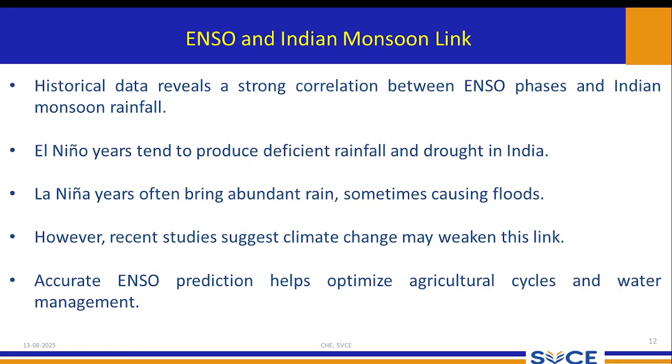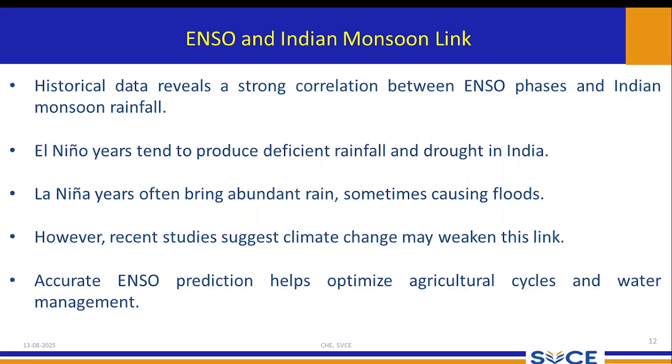ENSO and Indian monsoon link. Historical data reveals a strong correlation between ENSO phases and Indian monsoon rainfall. El Nino years tend to produce deficient rainfall and drought in India. La Nino years often bring abundant rain, sometimes causing floods.